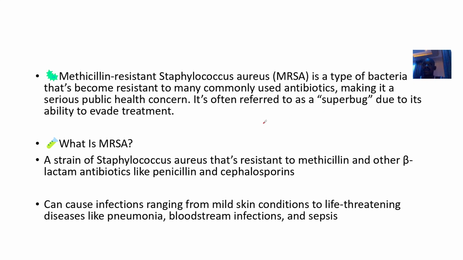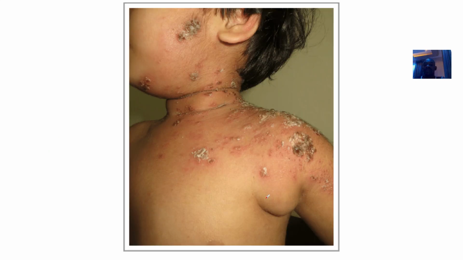All right. Now, superbug, because if it occurs to you as you are treating, it's resisting. You understand? So what is it? It's a strain of Staphylococcus aureus. It's resistant to methicillin and other beta-lactam antibiotics like penicillins and cephalosporins. So it can cause infections from mild skin diseases to pneumonia to bloodstream infections to sepsis. Okay, so you see some of the infections caused by it.